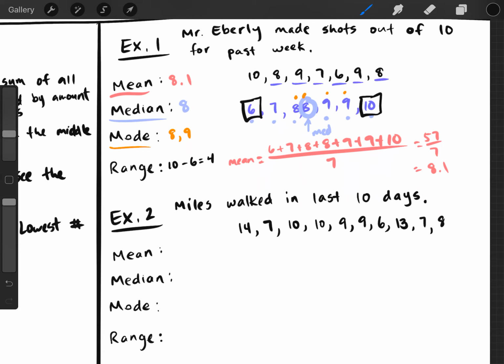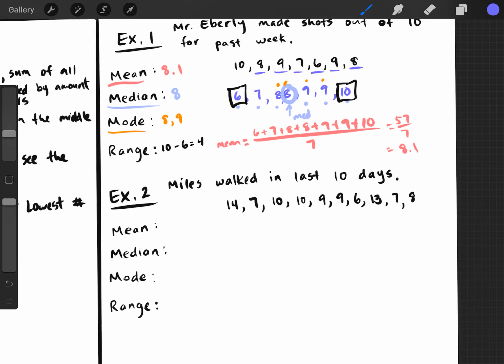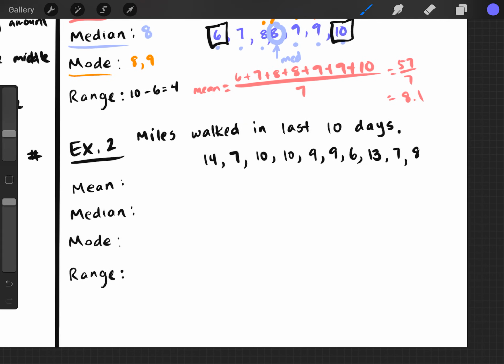Now we're going to go through this next one a little bit quicker, so we don't have to spend so much time looking at it. Again, the first thing that you want to do is organize your data. Now this is the amount of miles per day I walked for the last 10 days. So let's organize it first.